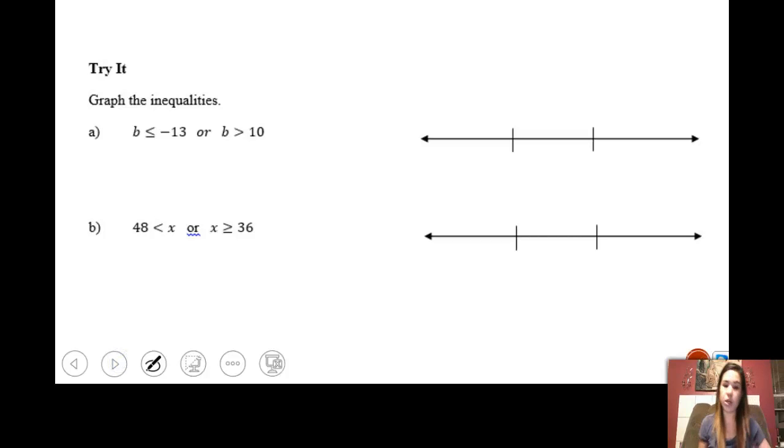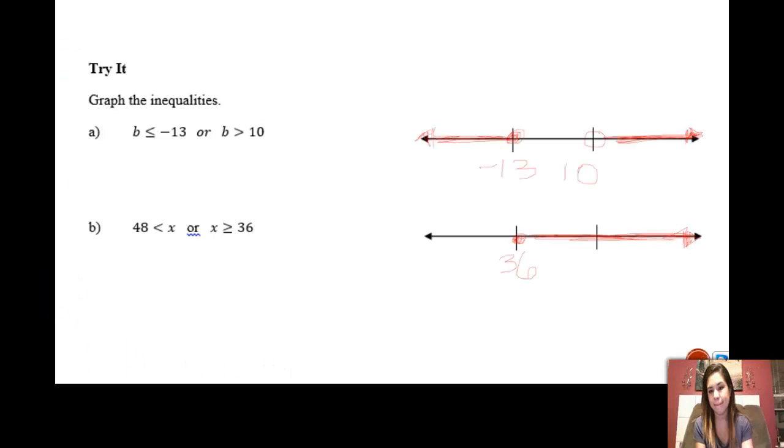So now we're going to graph some on our own. Go ahead and try graphing these, see if you can get them right. Go ahead, hit pause.